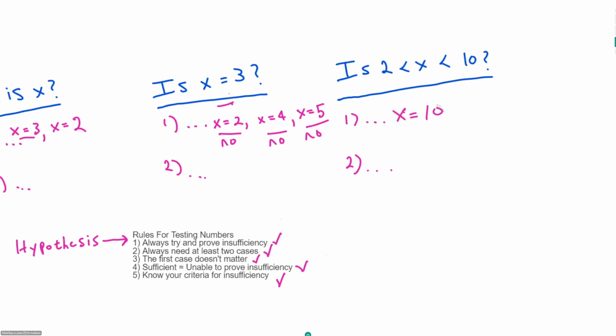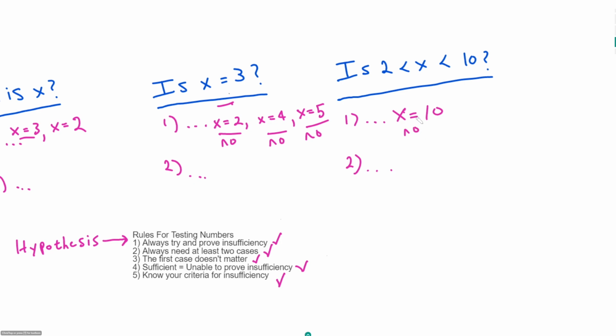With inequality, sometimes you have to think about what happens when you get something that's equal to one of your boundaries. And so here, this is a question that is asking, is x between 2 and 10 non-inclusive? So if x is equal to 10, that is a no to our question because x is not between 2 and 10.